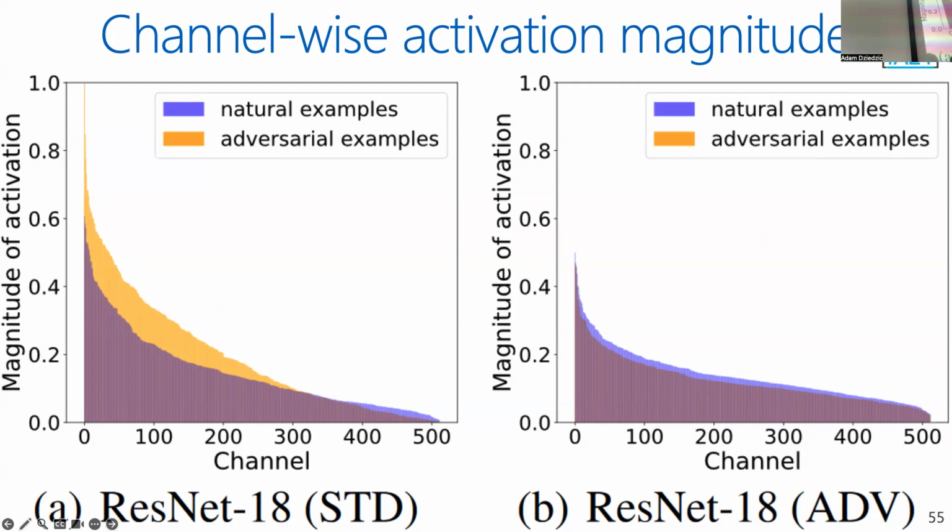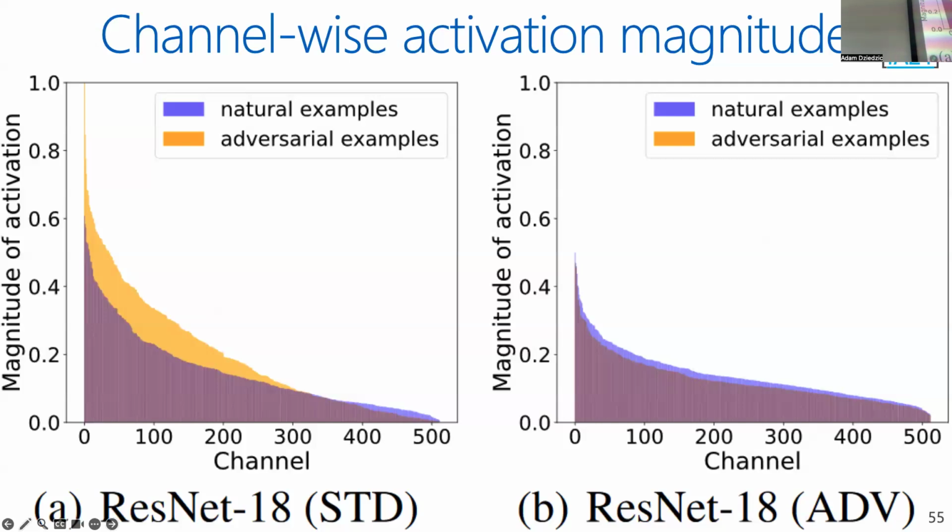So now if we have ResNet 18, which is standard ResNet 18, meaning not adversarially trained, what we see is that we have different behavior or activation magnitude for natural examples, shown in blue, and then the yellow, which is for adversarial examples. What is important here is that you have much higher activations for adversarial examples, which are also in different channels, than for natural examples.